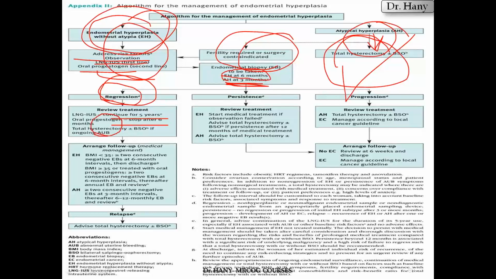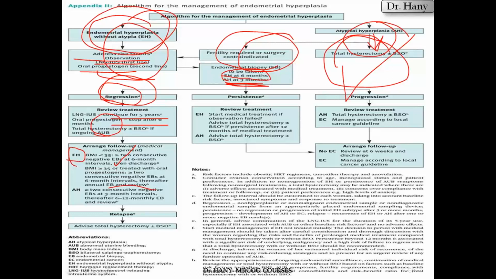If the woman has endometrial hyperplasia without atypia, and the BMI is less than 35, and she is treated by Mirena, not by oral progesterone, you will do 2 endometrial biopsies. If both are negative 6 months apart, then discharge. But if the woman is obese or treated by progesterone, you will do 2 consecutive negative biopsies 6 months apart and annual follow-up thereafter. Why? Because of the high risk of recurrence.